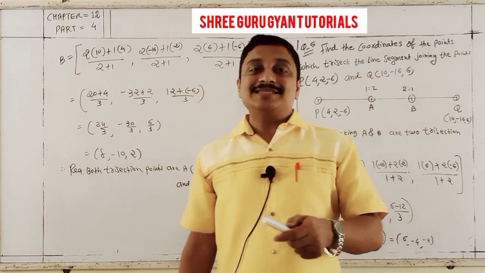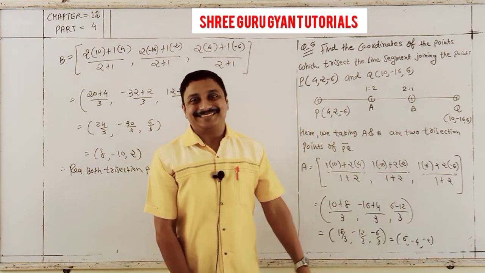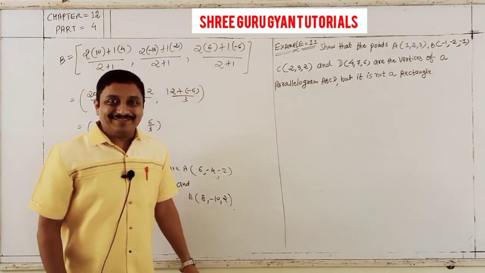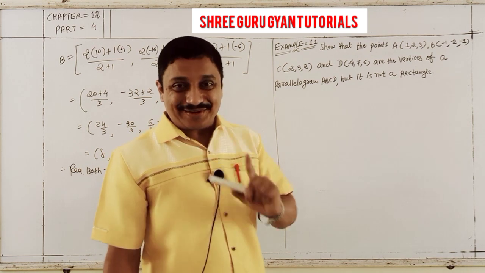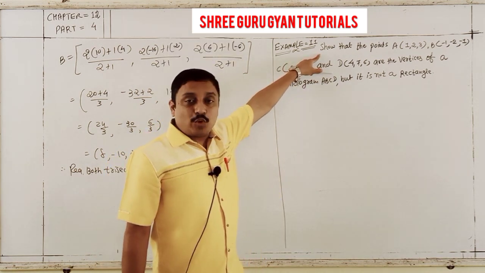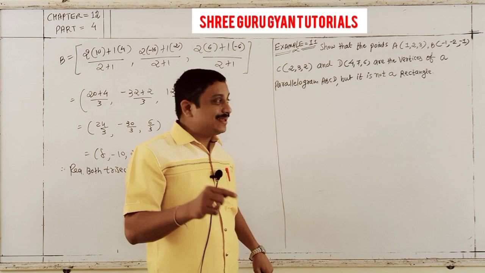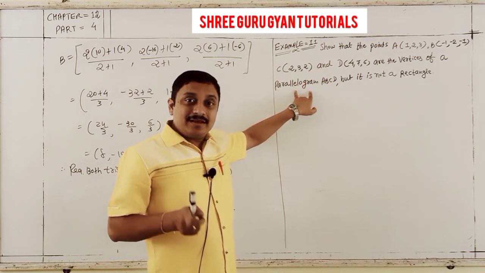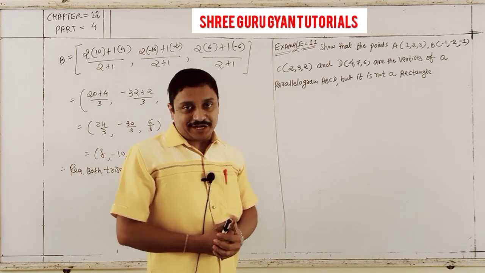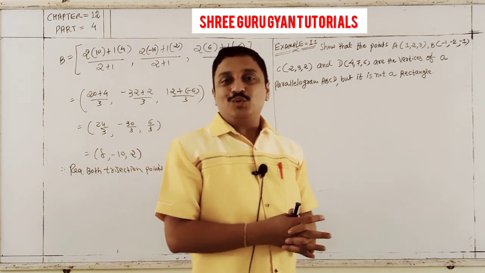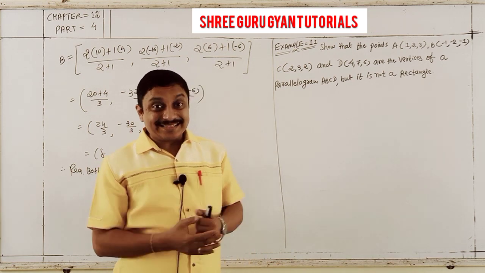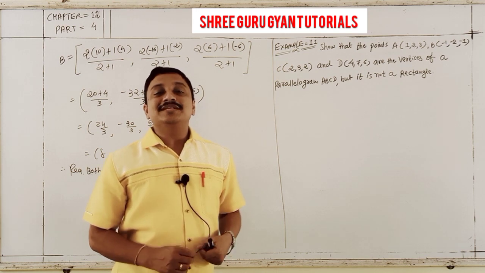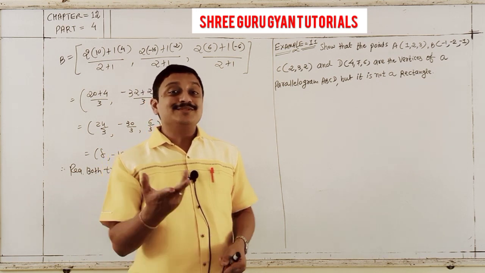Now I go to miscellaneous example number 11. Now students, we go ahead with example 11. This is an important question for the exam. Show that the points A, B, C and D given are the vertices of parallelogram ABCD, but it is not a rectangle. Students, in a parallelogram you know that opposite sides are the same length, and it is not a rectangle. It means we prove here that the diagonals' lengths are not the same.